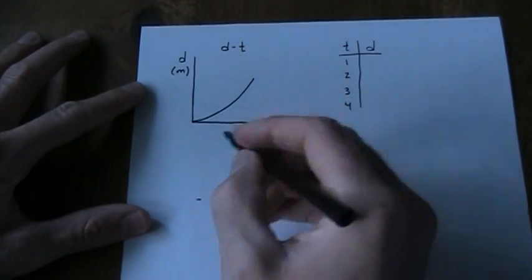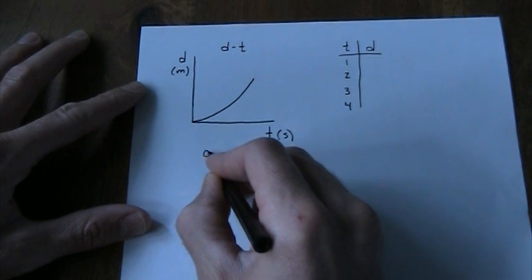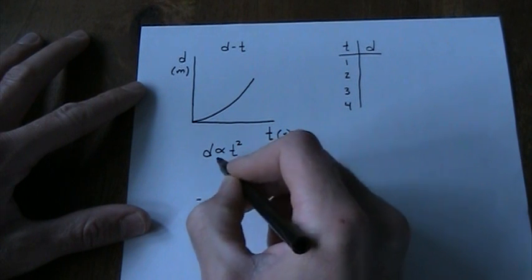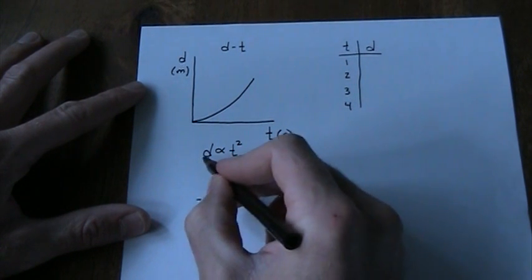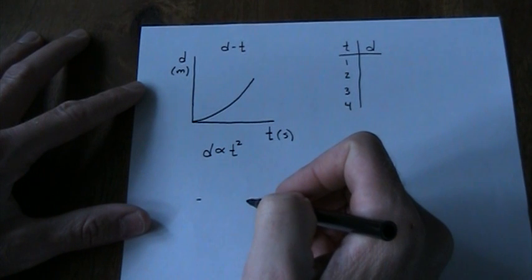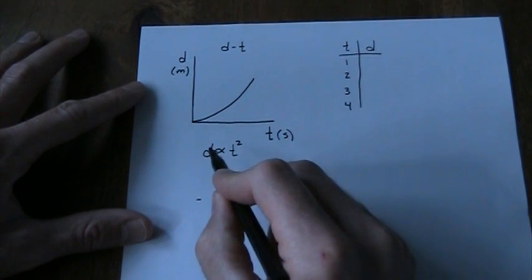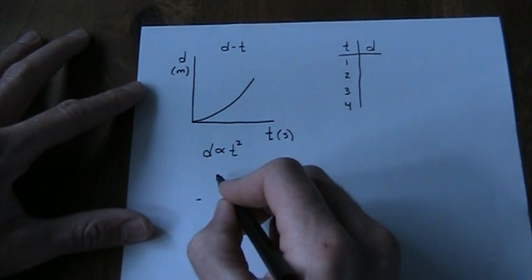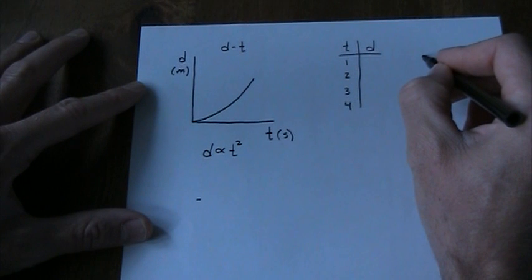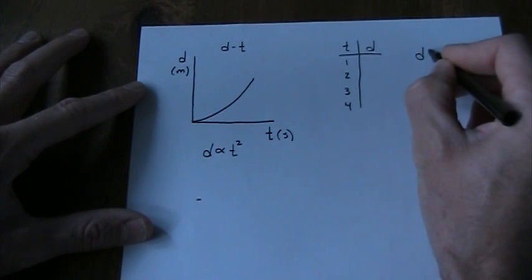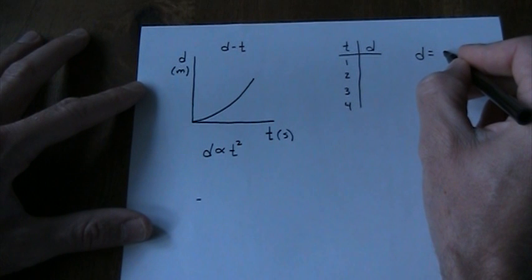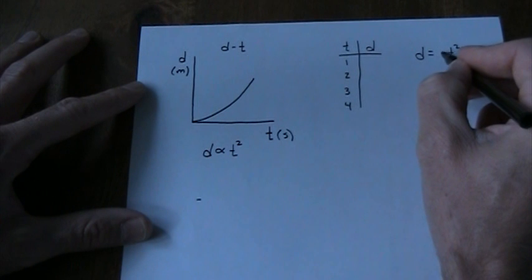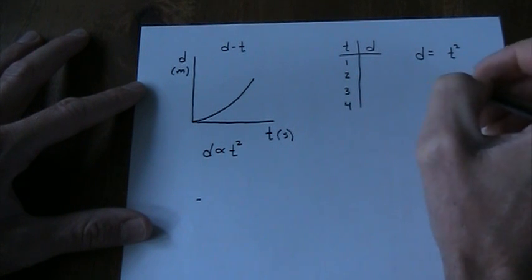So I would state that the relationship is that d is proportional to t squared. Using d and t is preferred because y and x are not used on this graph. In looking at this relationship, it means that we're going to end up with an equation that might look something like this: position is equal to some coefficient multiplied by time squared. This coefficient could be anything, but we know that's going to be the relationship.